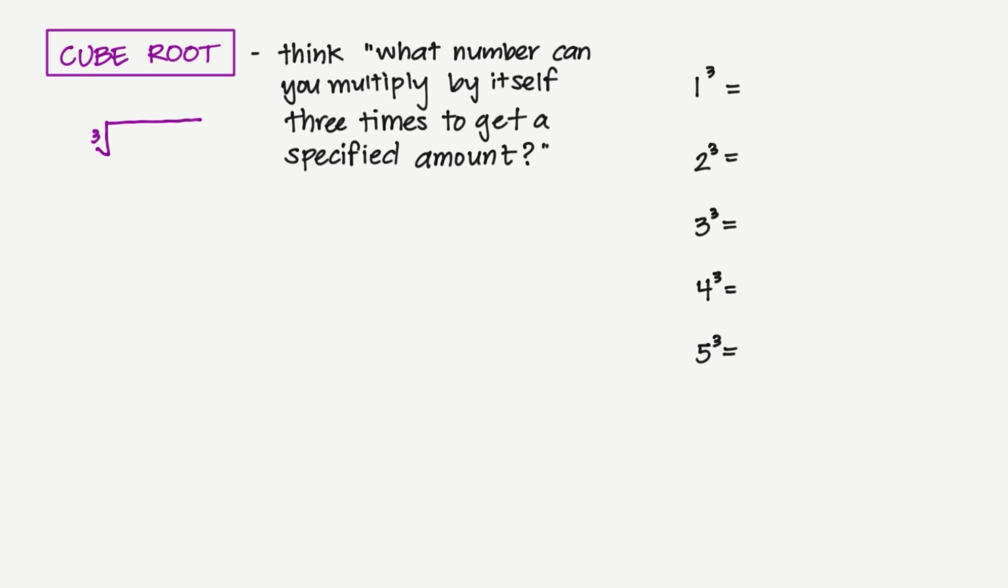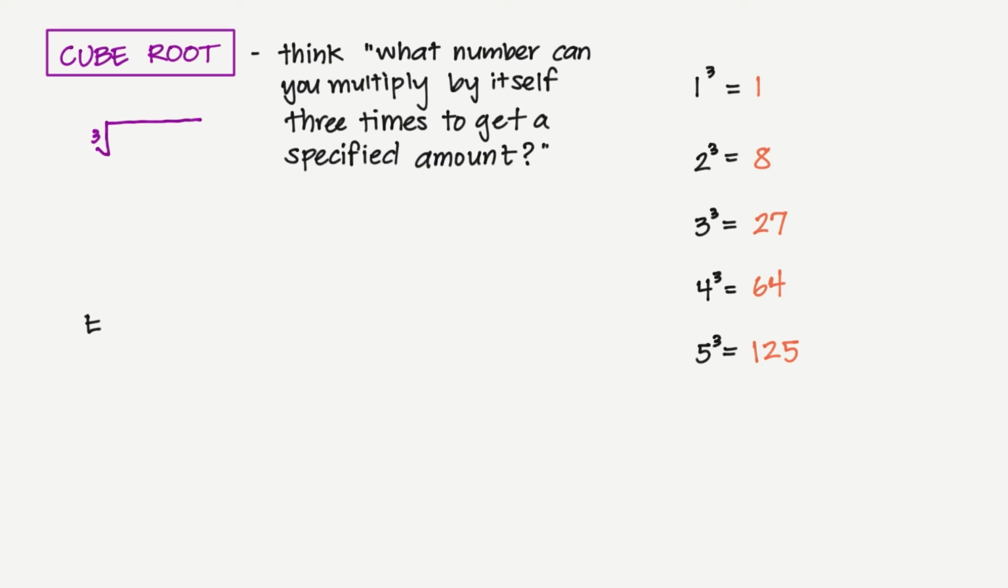So let's remind ourselves, 1 cubed is 1 times 1 times 1, which is 1. 2 cubed is 2 times 2 times 2, which is 8. 3 cubed is 3 times 3 times 3, which is 27. 4 cubed is 4 times 4 times 4, which is 64. And 5 cubed is 5 times 5 times 5, which is 125. And our list could go on, but that'll help us for right now.